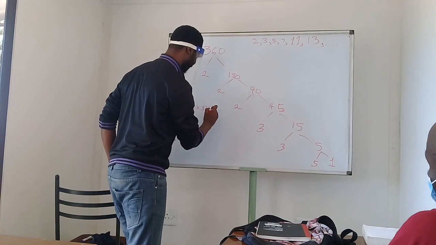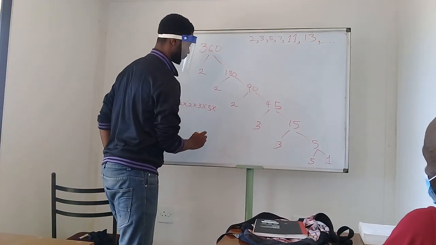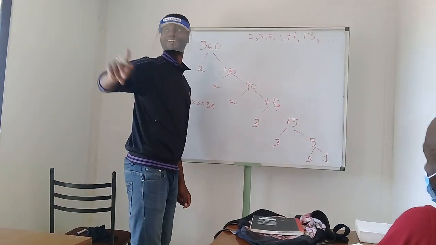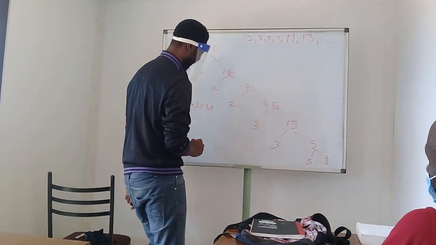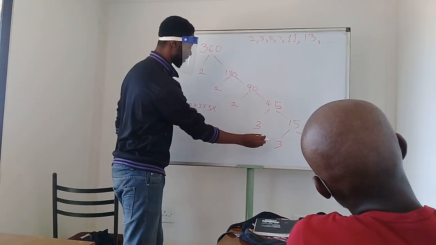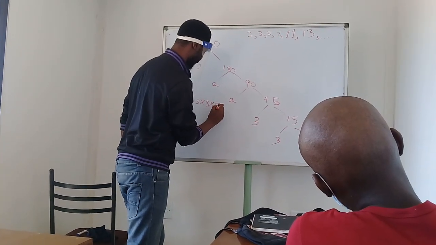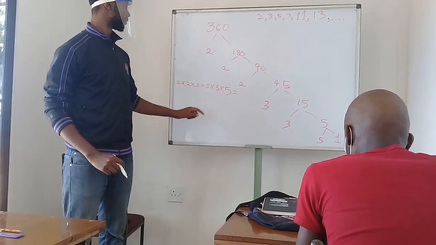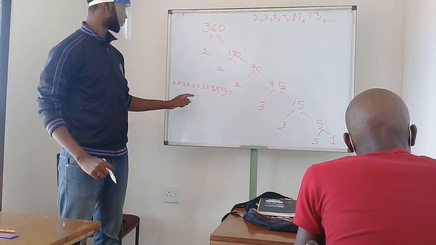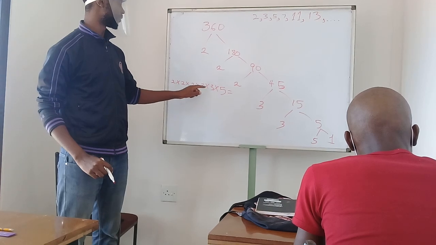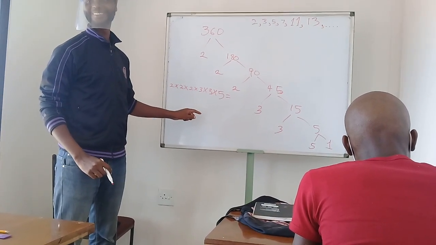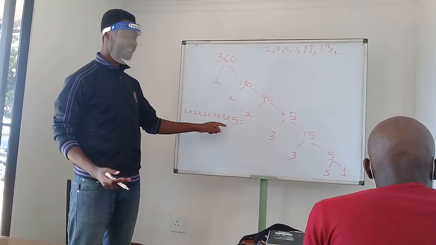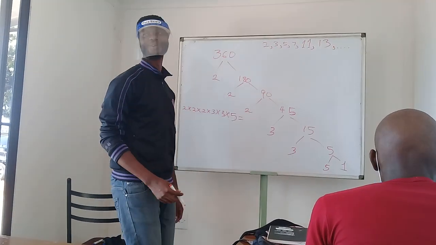So 2 times 2 times 2 times 3 times 3 times 5. I need you to find the answer for me here. You can't calculate this in your head, it's 360. That's cheating.